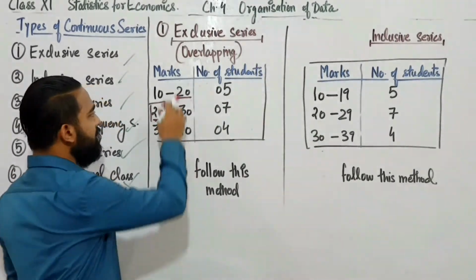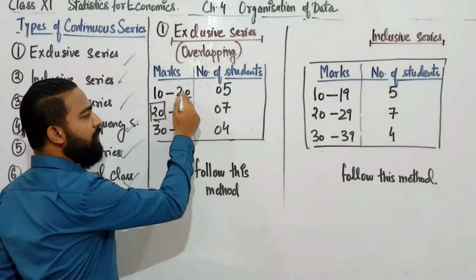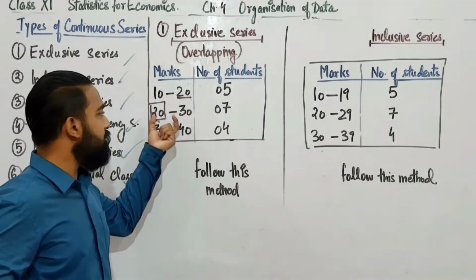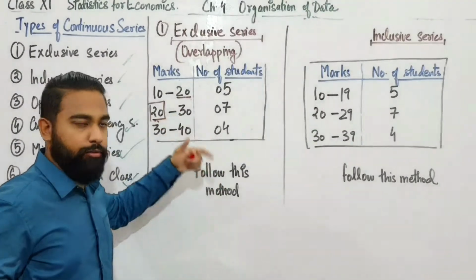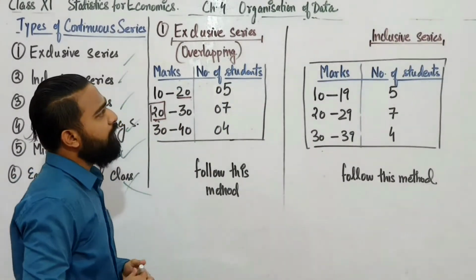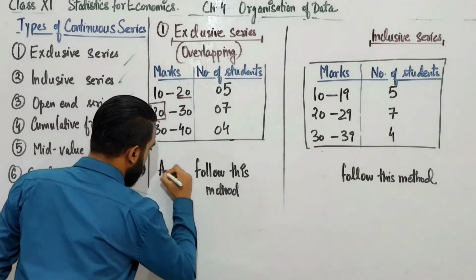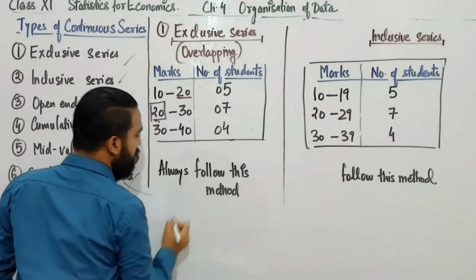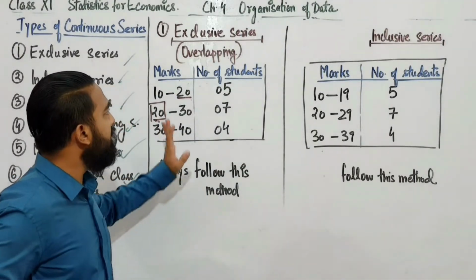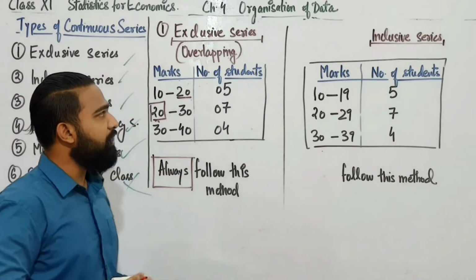Is that clear? Now the class interval is the groups, and the first, smaller number is the lower limit, and the bigger one is the upper limit. So my marks will be considered where the mark is in the lower limit. Fine. My marks will be considered under 20 to 30. Now this method is always used, so always follow this method. For solving numericals in statistics, we always use the exclusive method.